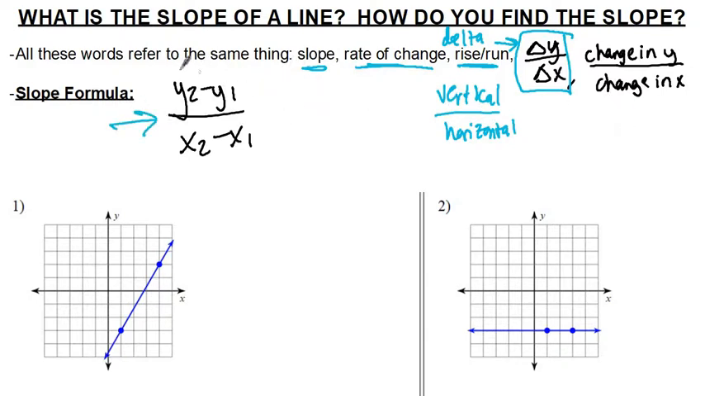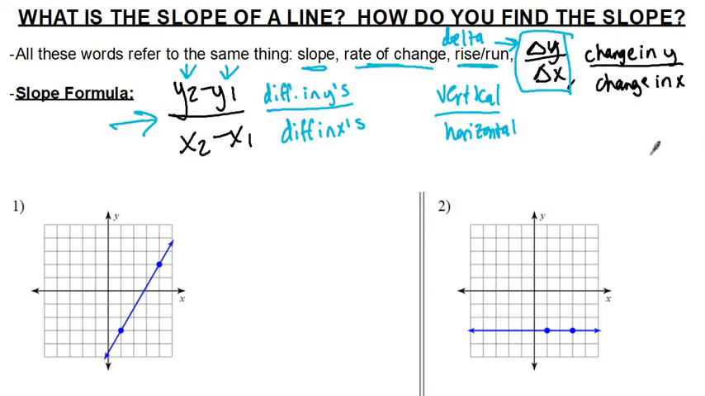The change in y means take your second y coordinate and subtract your first y coordinate. So that means find the difference in the y's, and you divide that by the difference in the x's. That's exactly what the slope is. Slope is the change or the difference in the y's over the difference in the x's.